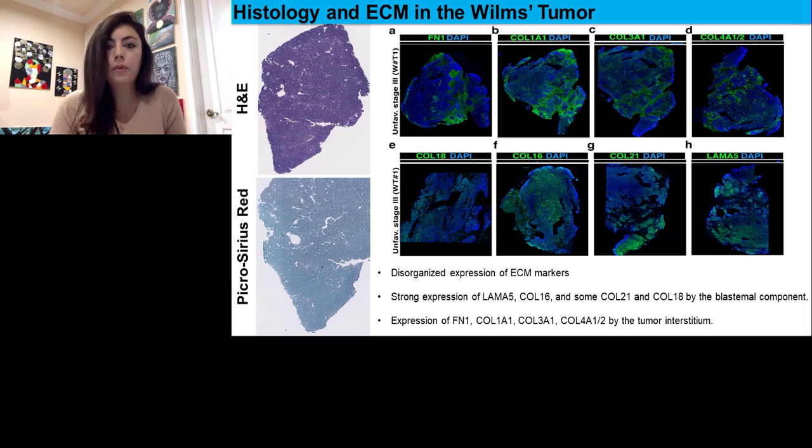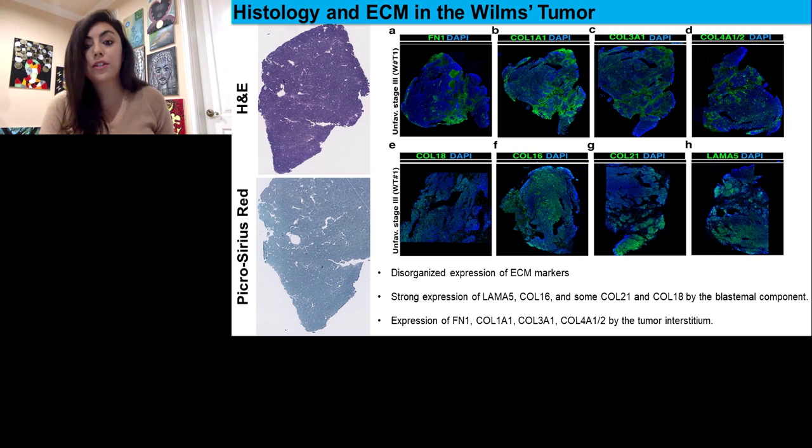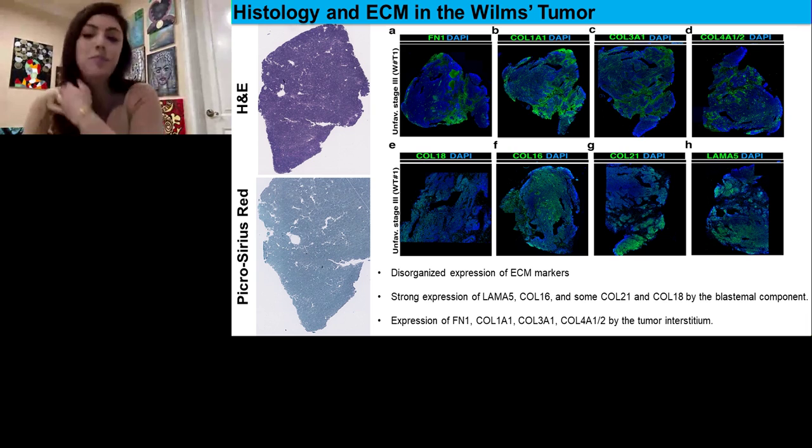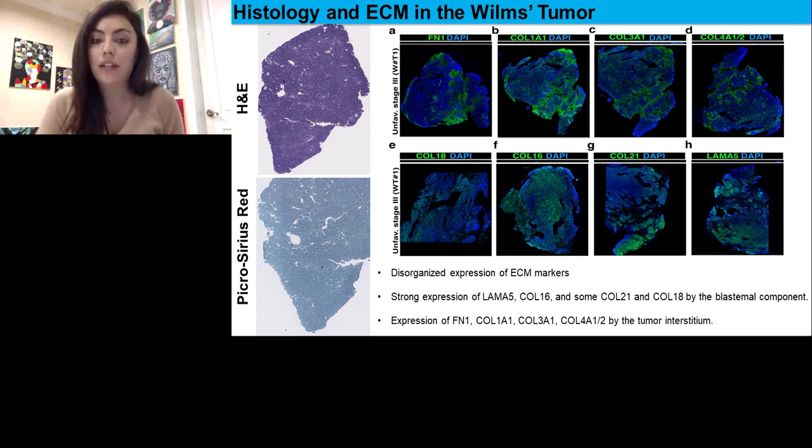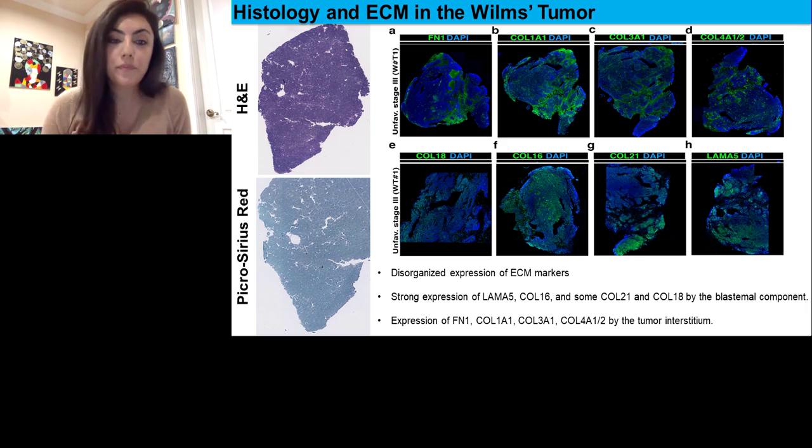And moving forward, we wanted to look at the extracellular matrix proteins that we have looked at for the human fetal kidney. And what we could tell is, yes, it is a disorganized expression of markers. However, we distinguished that the strong expression of laminin alpha-5, collagen 16, and to some extent collagen 21 and collagen 18 is mostly found within the blastemal component, while expression of fibronectin, collagen 1, 3, and 4 alpha 1 and 2, is found more in the tumor interstitium.